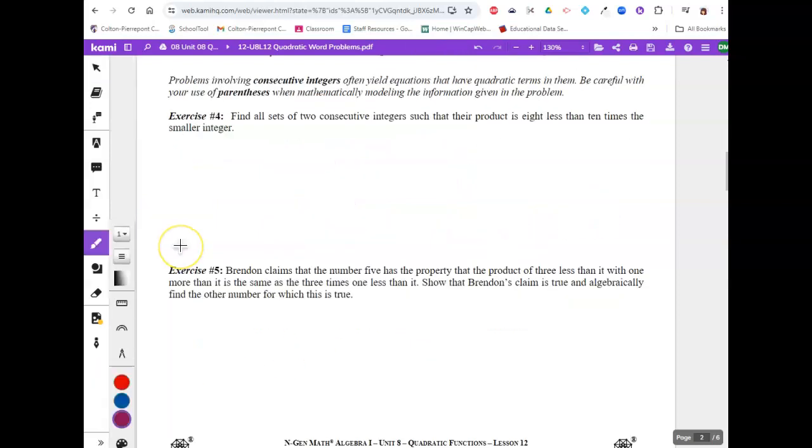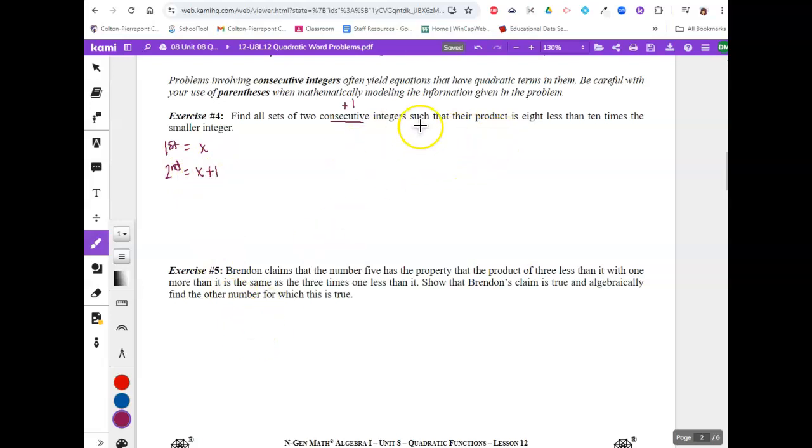Okay, so let's do a consecutive integer problem. We haven't done one of those in a while. Find all sets of 2 consecutive integers such that their product is 8 less than 10 times the smaller integer. All right, so I have the first integer is always going to be x. If they are just consecutive, how much are they going to increase by? They're going to increase by 1. So if the first one is x, the second one will automatically be x plus 1.